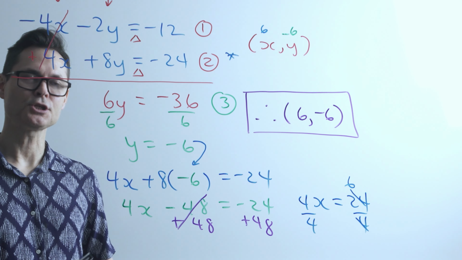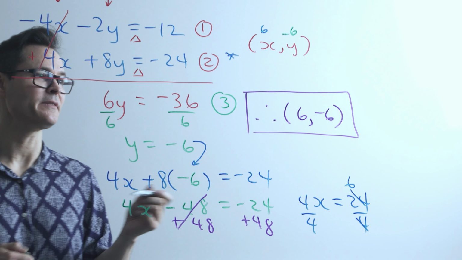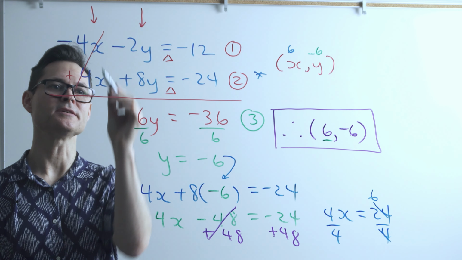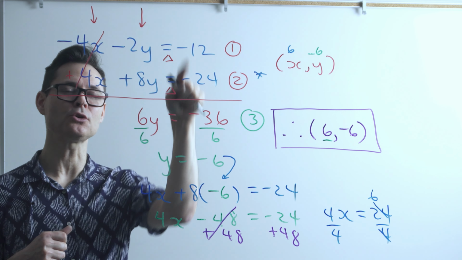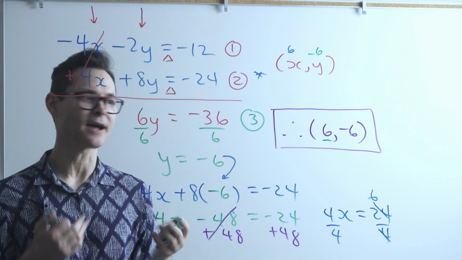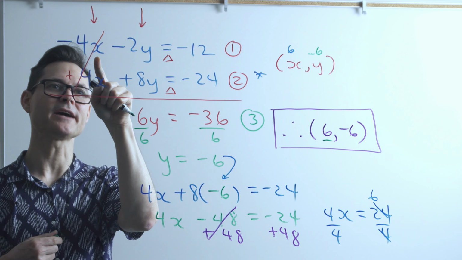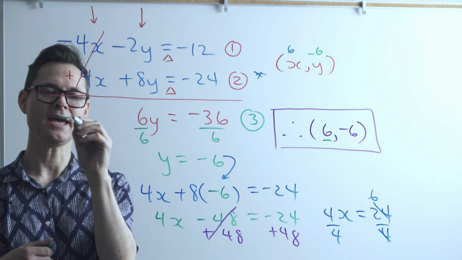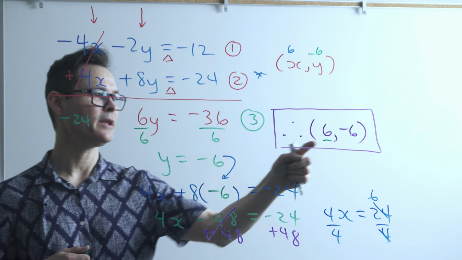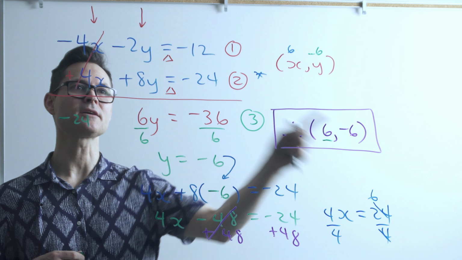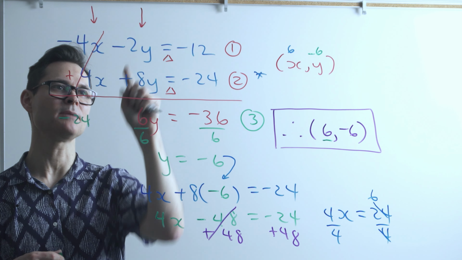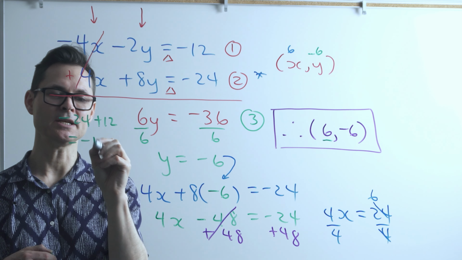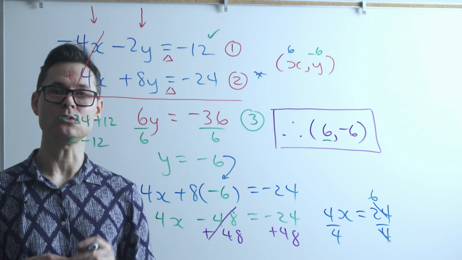Now, the other thing that your teacher may require you to do is to verify the answer. So you take the x coordinate and you put it where the x is in both cases. So both of the original blue equations have to be checked. So you put 6 where the x is. So that's going to be -4 times 6, which is -24. And then now take the y, which is -6. Put the -6 here. -6 times -2 is +12. And that is equal to -12, which it checks out. So you're happy.